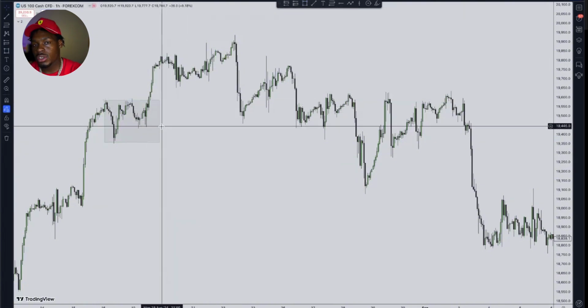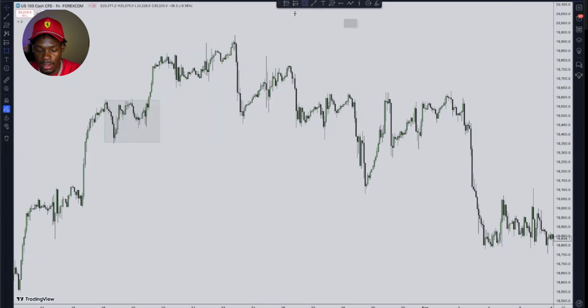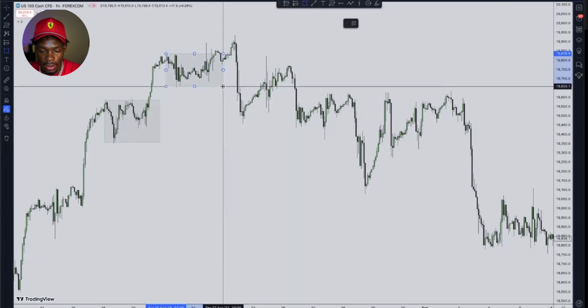Where would I take my entry? You don't take your entry, price left you. You need to wait for something else to be created. As you can see, a new range was created here, right?